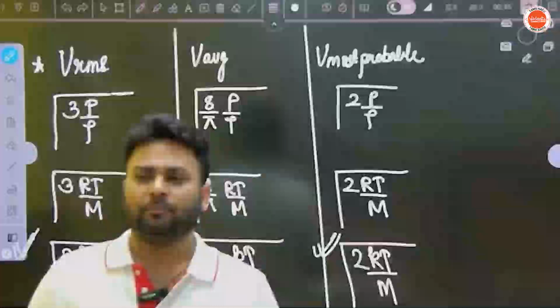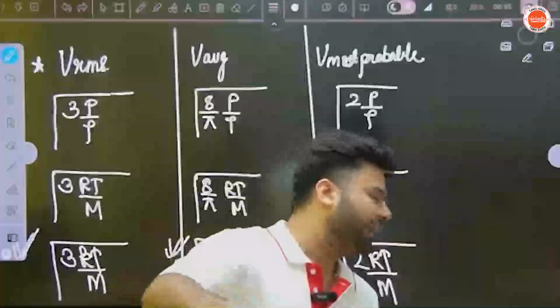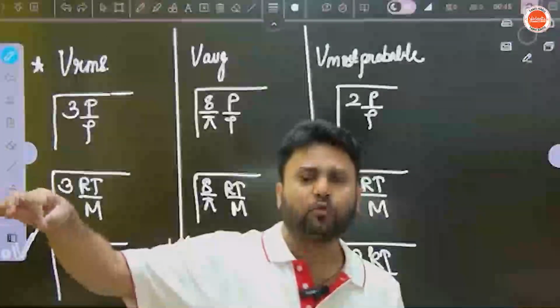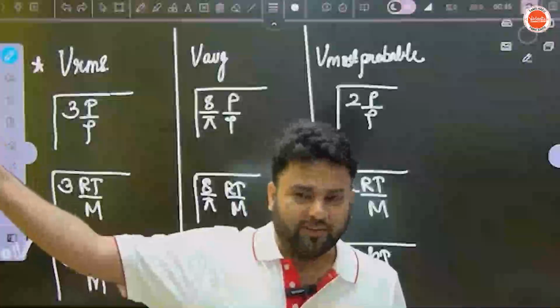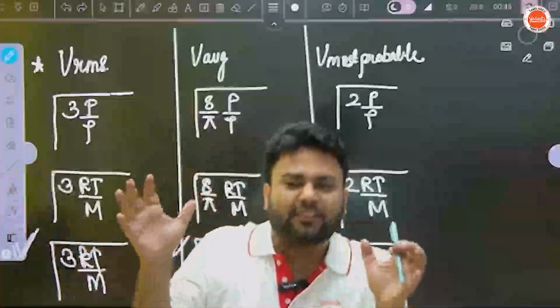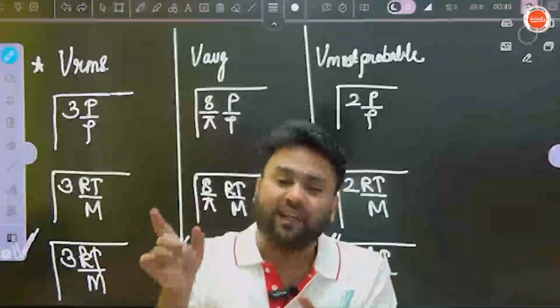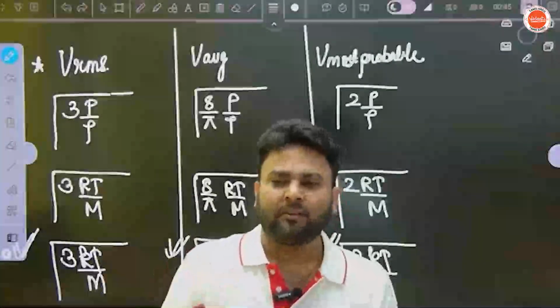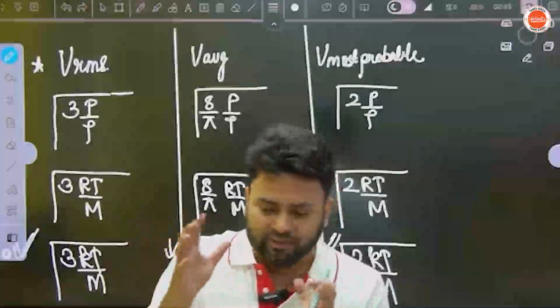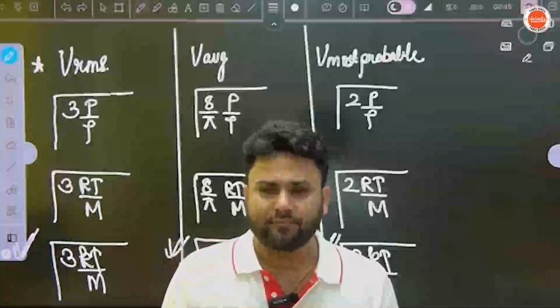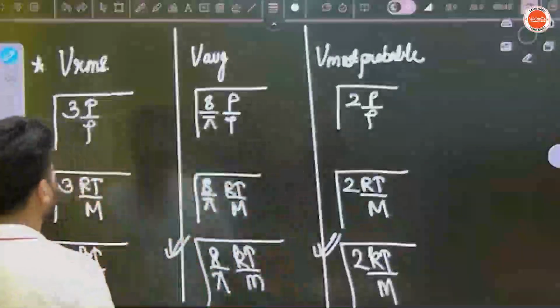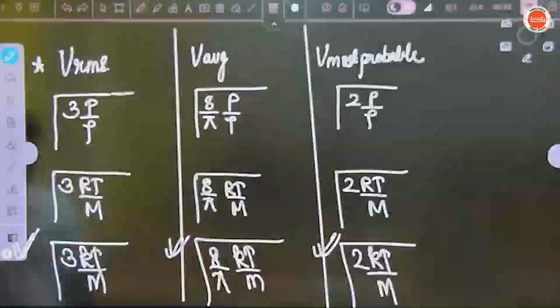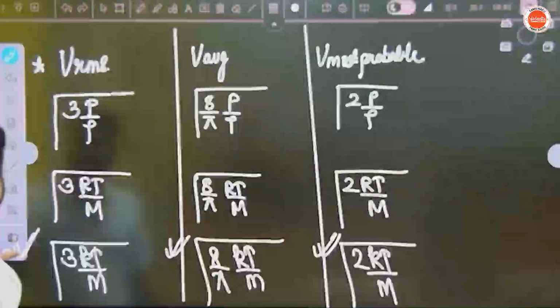Most probable means if you take out randomly any molecule from the container, most probably its speed will be 1 meter per second, because maximum molecules have that speed. So most probable speed is that speed which the maximum number of molecules in that container have. Correct? So that is most probable speed. Then we have the Maxwell distribution curve.